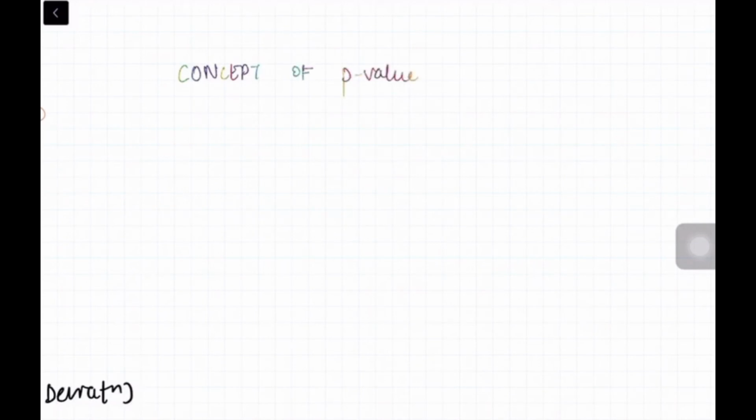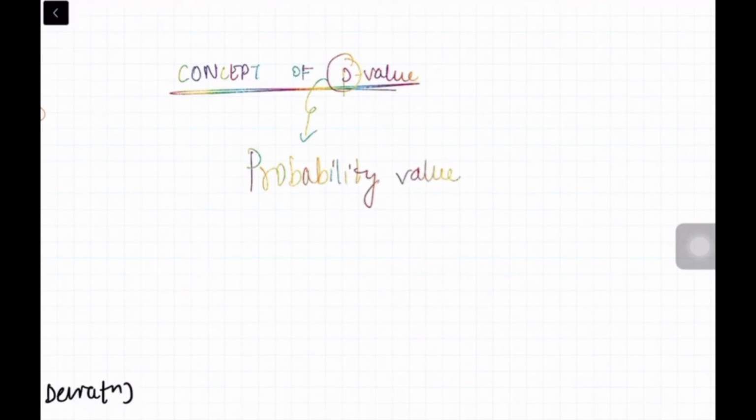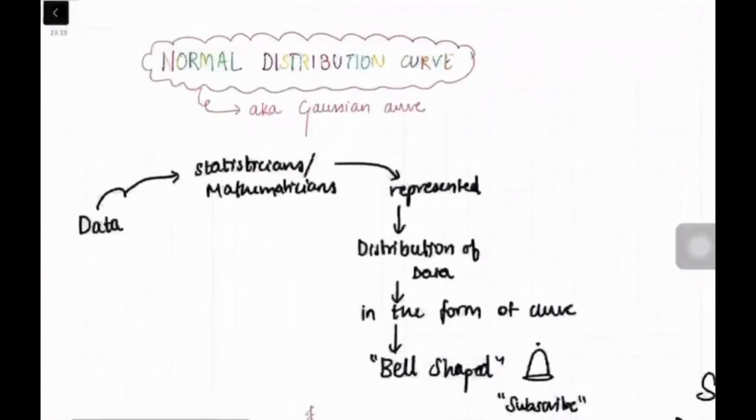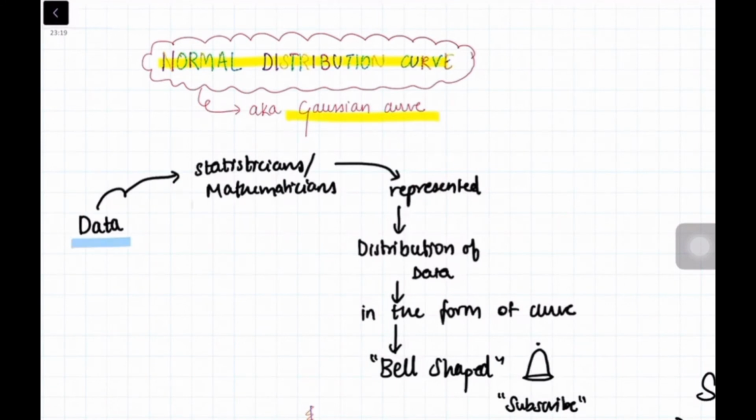Now there is one more small concept, which is the concept of p-value, that is probability value. Now p-value is the probability, it calculates the probability for the value to fall in the center, or if it is away from the center, the p-value would be less than 0.05. So if it is greater than 0.05, then it is non-significant. If it is less than 0.05, then it is significant deviation.